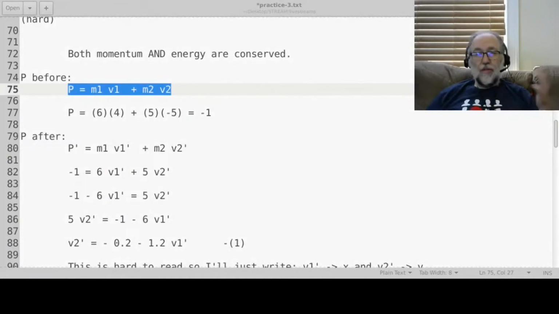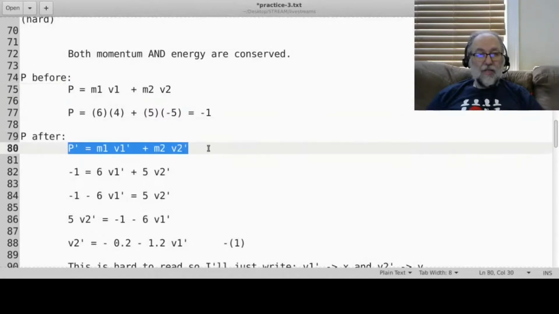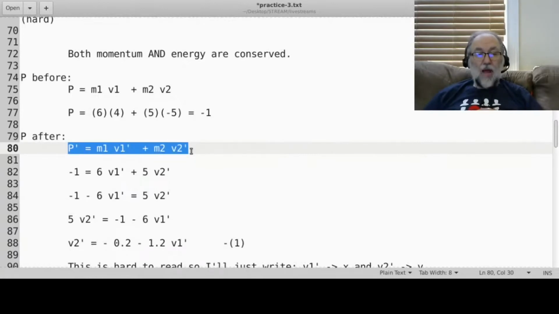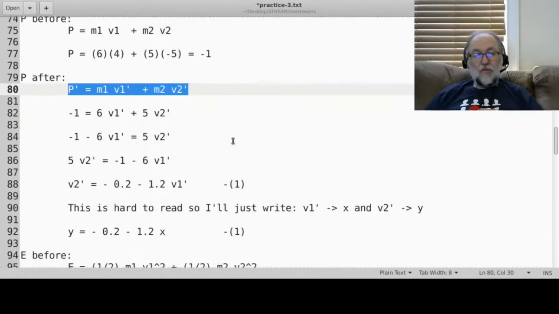It's no different than the previous question. So 6 times 4 plus 5 times -5 gives -1. That's your total momentum before the collision. The total momentum after the collision, there's the expression for that. Notice here I still called it M1 and M2, not M1 primed and M2 primed, because they're still the same masses. But P primed is M1 V1 primed plus M2 V2 primed.